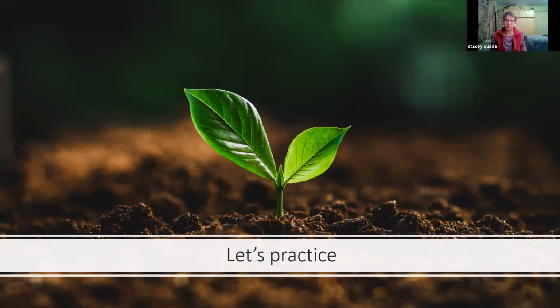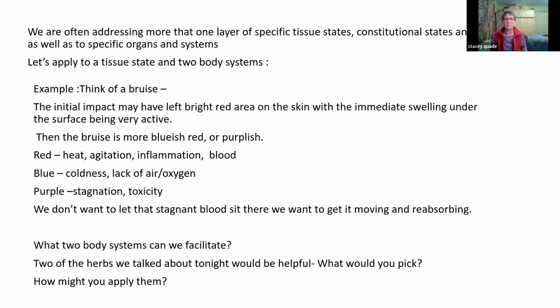Okay, so now we're gonna do a little bit of talking together. So let's see how this works. We're often addressing more than one layer of a tissue state, constitutional state, and pattern, as well as organs. So let's apply this to a tissue state and to body systems. So we're going to think about a bruise. Think about initially what we talked about with color.